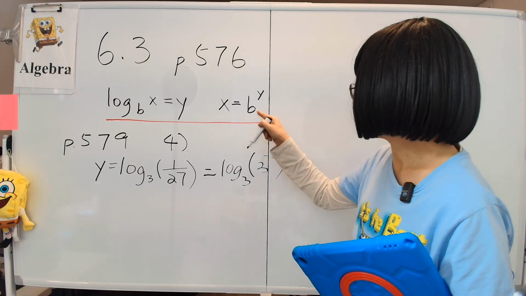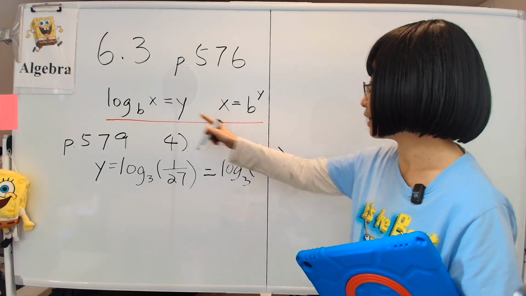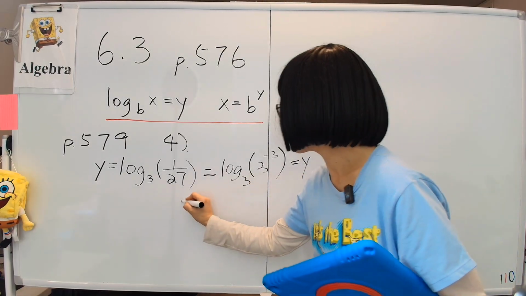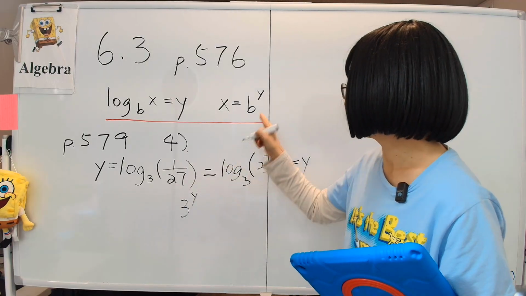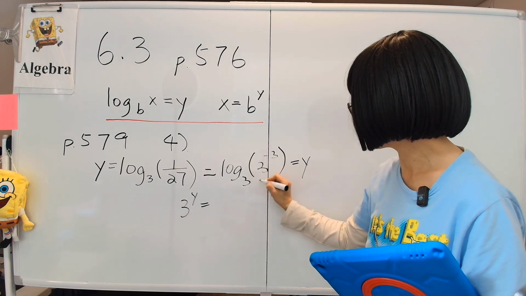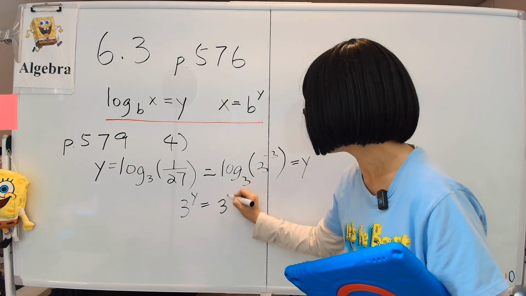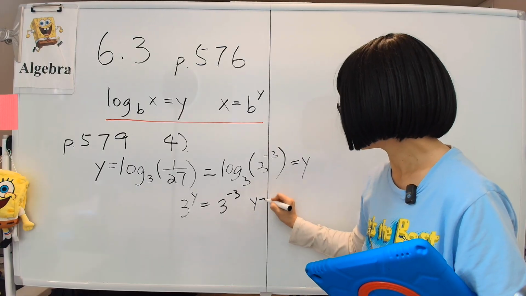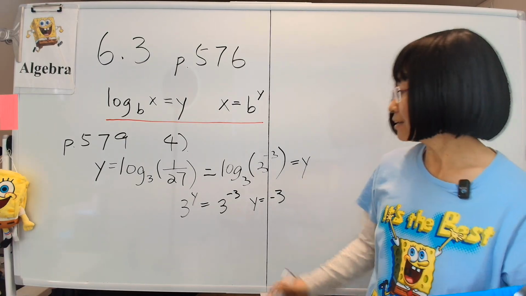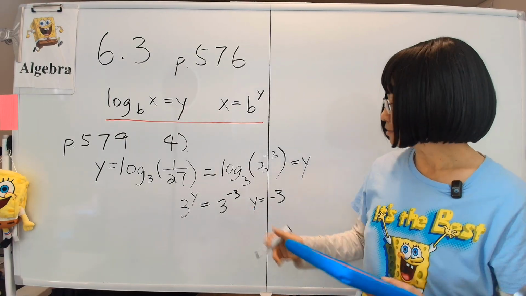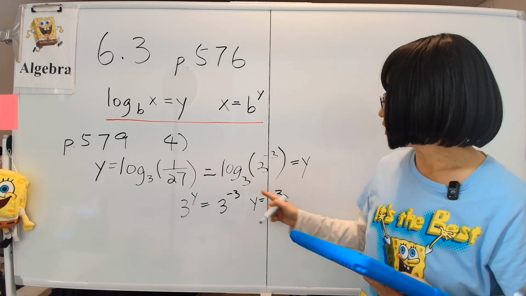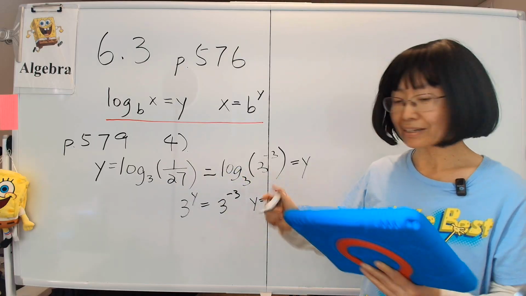See, b to the power y equals x, where the logarithm equals y. So we write down equals y. Which means 3 to the power y, because b is 3, has to equal x. x is this stuff in here, which is 3 to the power minus 3, which means y equals minus 3. And that's our answer right here, because that's y. Generally speaking, you're just pulling the power out of this thing to calculate the answer.